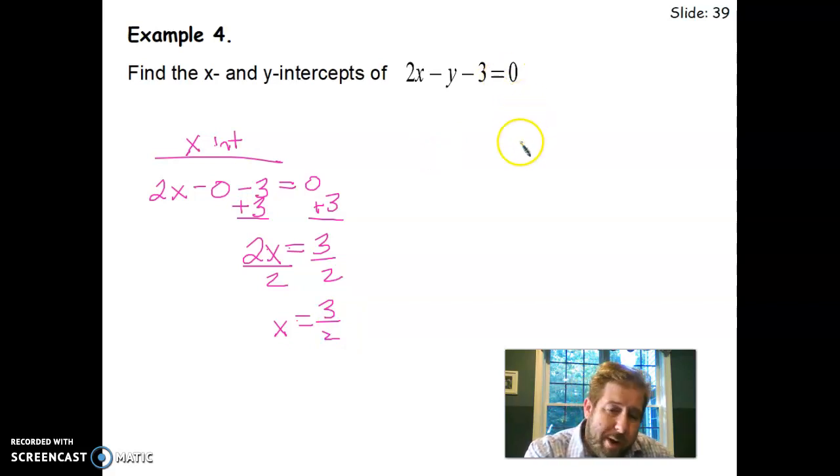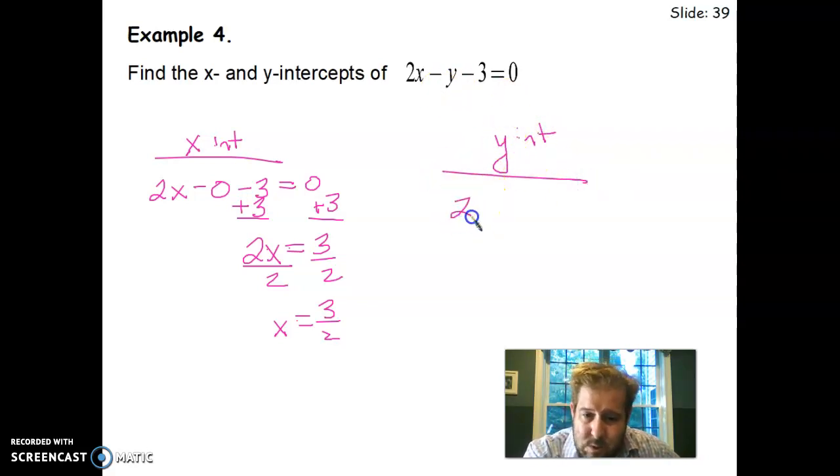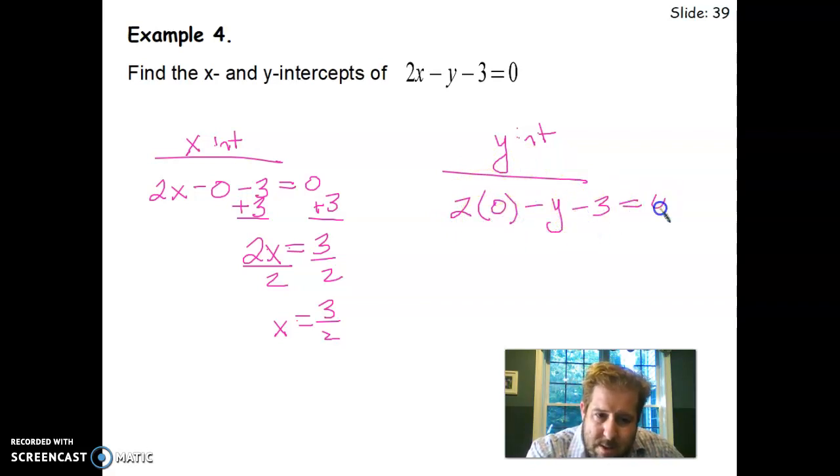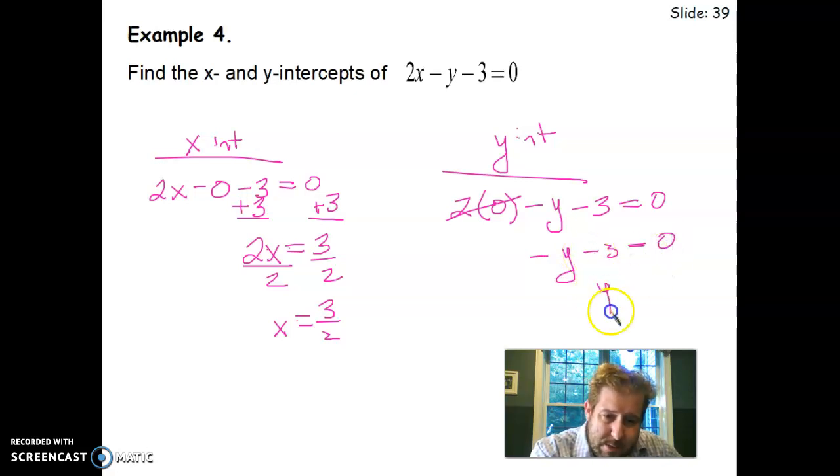3/2, or 1.5. If I want to find the y-intercept, I will do the exact opposite. I will plug 0 in for x: 2 times 0 minus y minus 3, and then solve for y. 2 times 0 is 0. That basically cancels. So I'm left with -y minus 3 equals 0. Add 3 to both sides. That gives me y equals 3. But keep in mind I need to divide both sides by -1, and therefore y is -3.